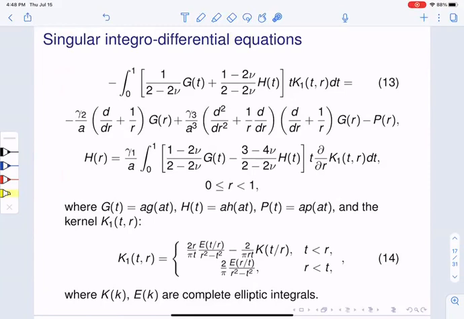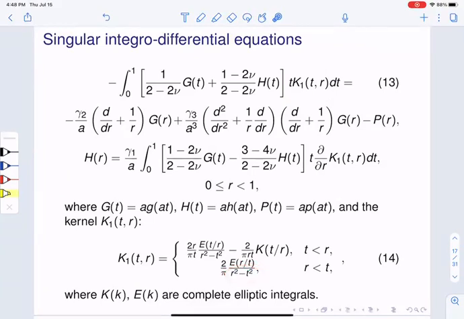If you look at these conditions, there are some things we can notice. Here the kernel T K1 is given explicitly by this formulation, where K and E are complete elliptic integrals of the first and second kind. And you can see what we have is r squared minus t squared.